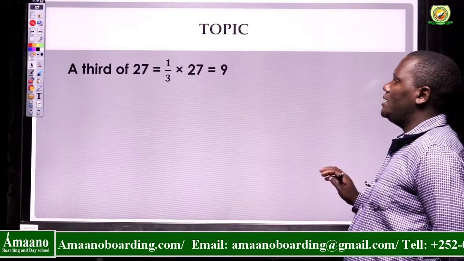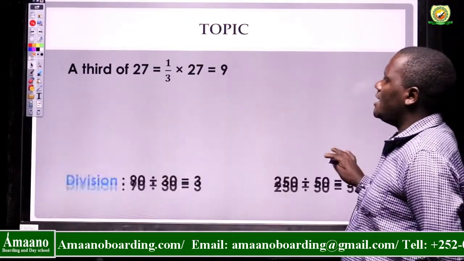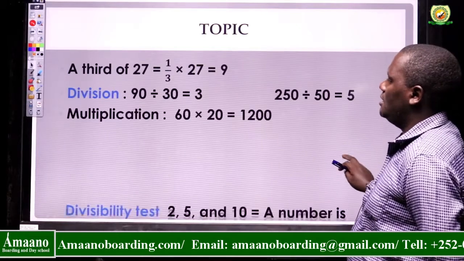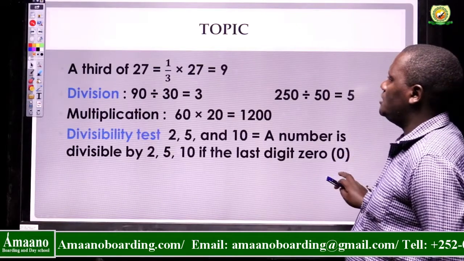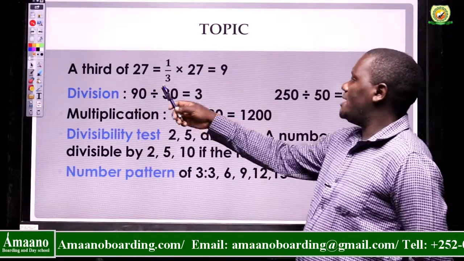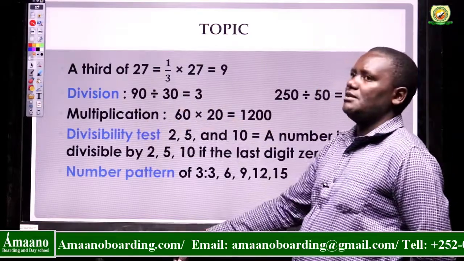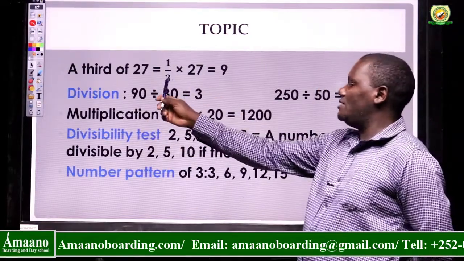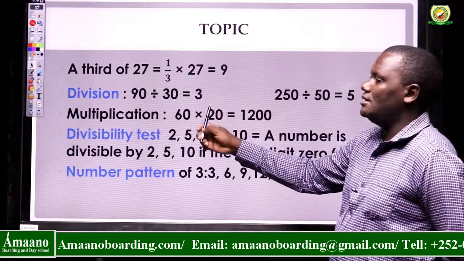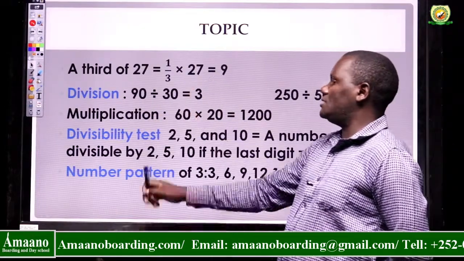The next one is a third of 27. For us to find a third of 27, it means a third means 1 over 3 of 27. I take 27, I divide by 3, that is 9. So a third of 27, it's 9.